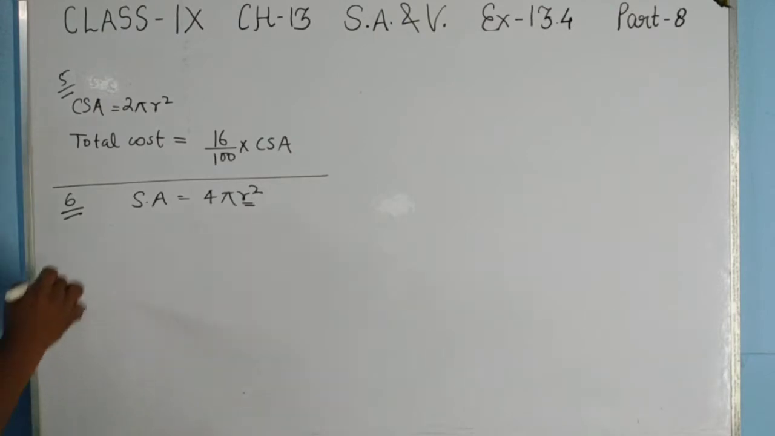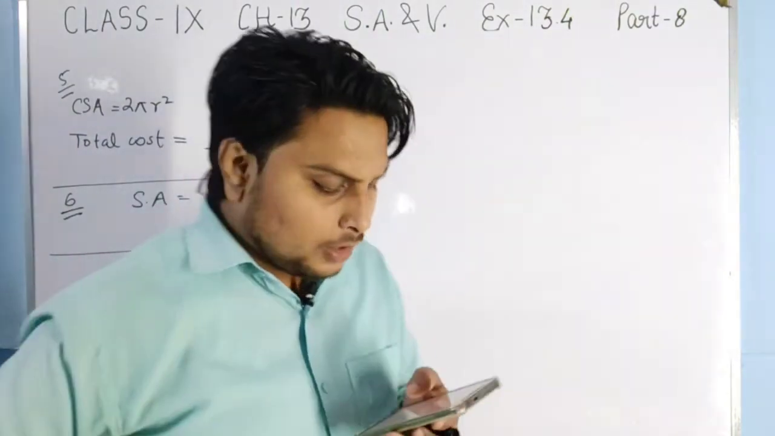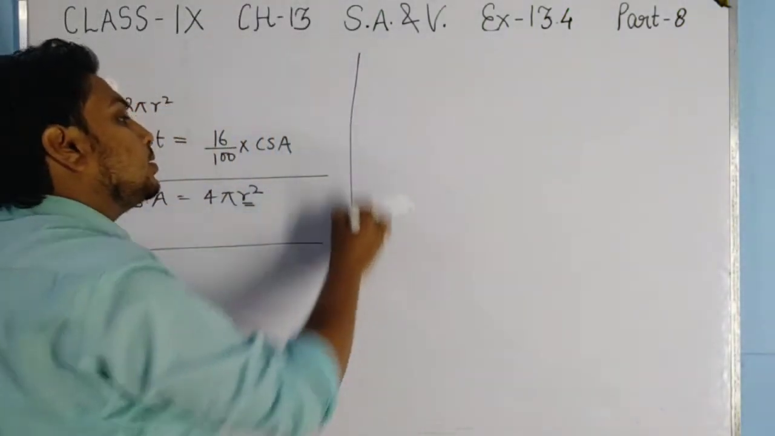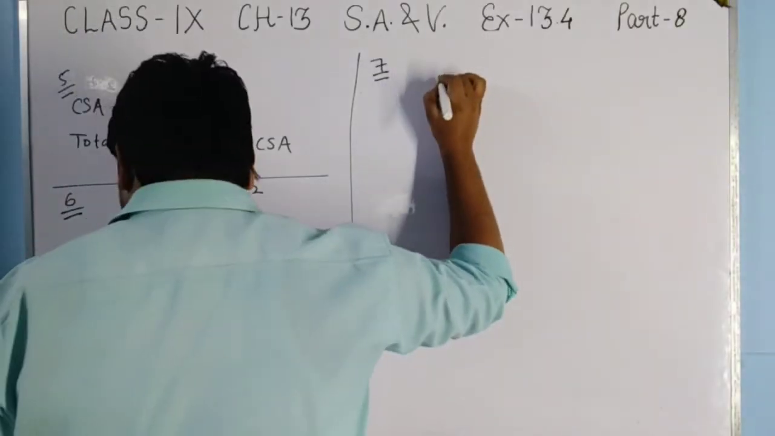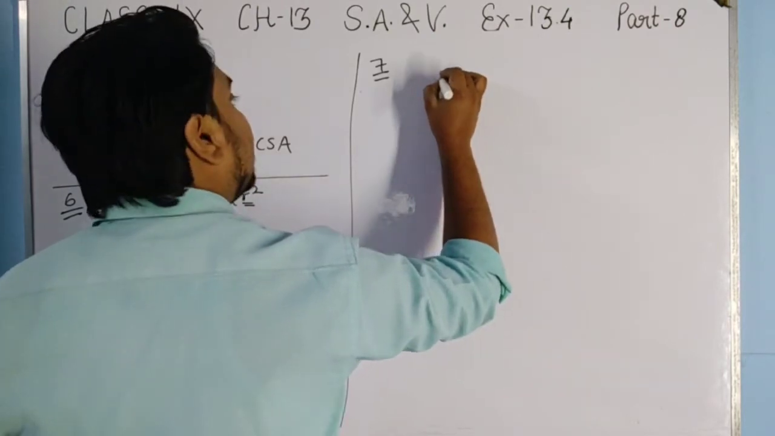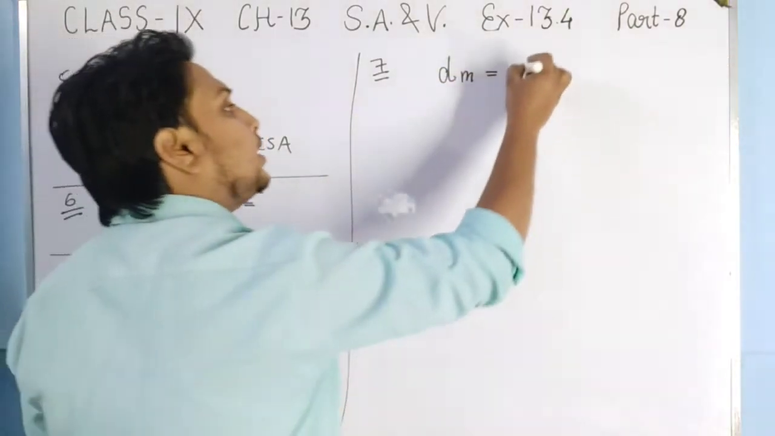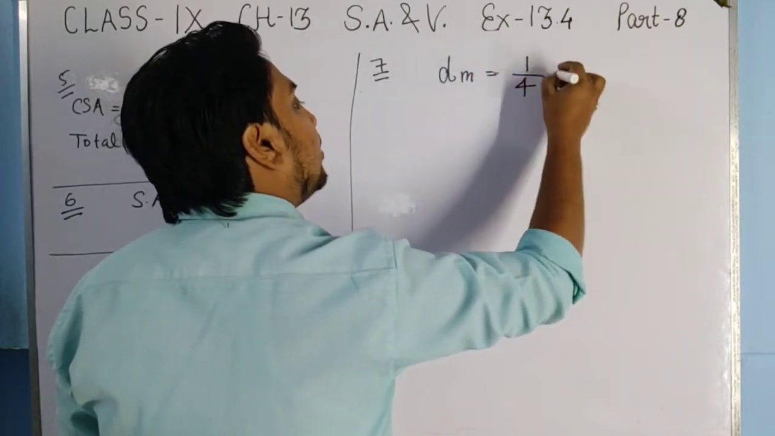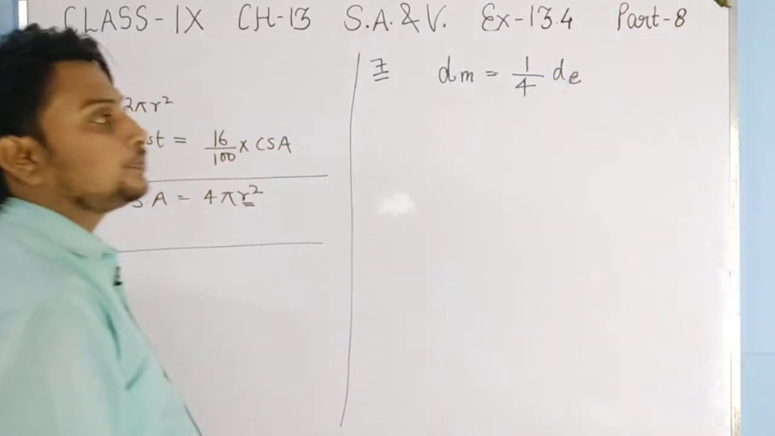Question number 7. Okay, question number 7 is: the diameter of the moon is 1/4 of the diameter of the earth. Find the ratio of their surface areas. Okay, let us try to understand it. The diameter of the moon is approximately 1/4 of the diameter of the earth. Suppose dm is the diameter of the moon, and it is approximately equal to 1/4 of the diameter of the earth.